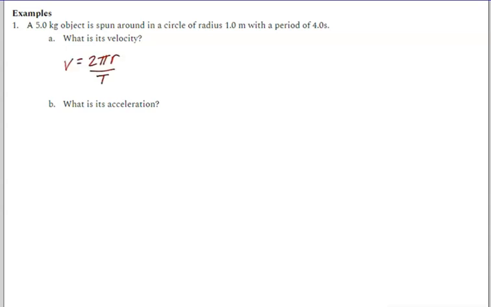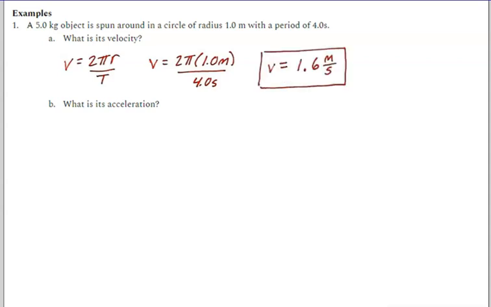To find the velocity, or really the linear speed, we're going to use the circumference divided by the period. In this case, our radius is 1 meter, so our circumference is 2 pi times 1, and our period is 4 seconds. So 2 pi times 1 divided by 4 gives us a linear speed of 1.6 meters per second.